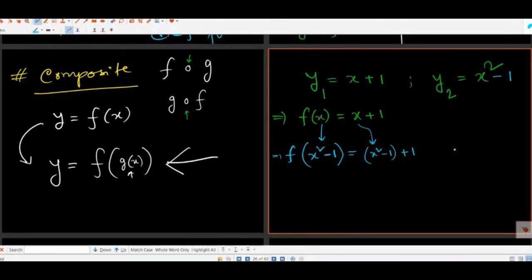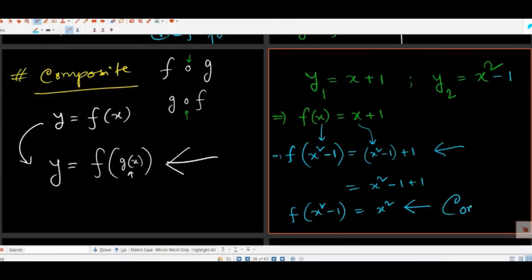So that means we have generated a new function. Let's do some calculations. x squared minus 1 plus 1 is x squared. So f of x squared minus 1 becomes x squared. This is called a composite function, a composition between y1 and y2. We can say this is f of x, this is g of x. So this is a composite function.